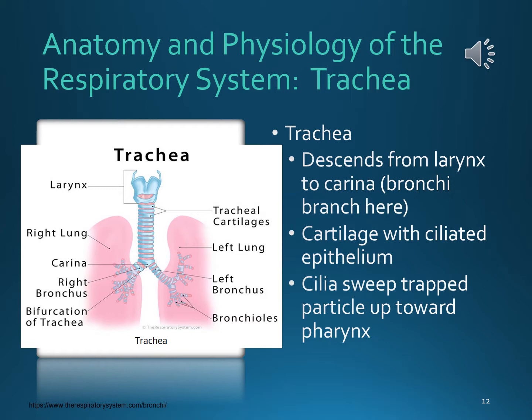The cartilage of the trachea is lined with ciliated epithelium, just like most of your respiratory structures are, and as in the upper respiratory system, the cilia sweep trapped particles up toward the pharynx.